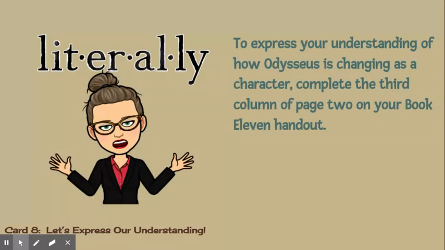To express your understanding of how Odysseus is changing as a character, complete the third column of page 2 on your Book 11 handout. You must work independently on this task, but you may use any notes that you have. I will be checking your work on this handout to assess your understanding. You will have about 7 minutes to complete this part.